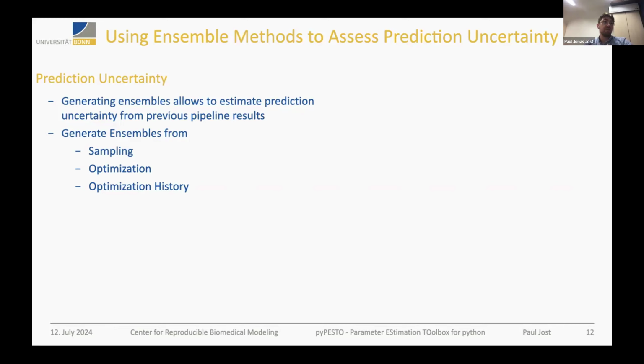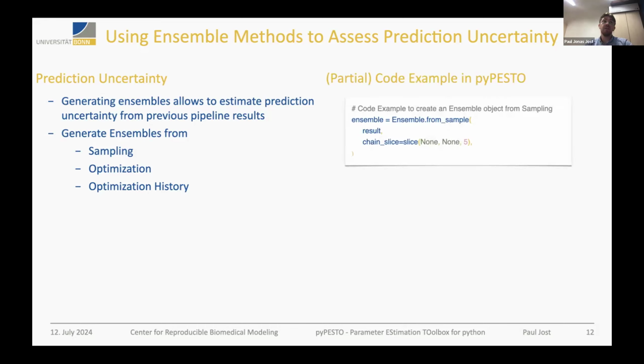You can generate them from sampling. Easy, I'll show you in a second. I think for sampling I'll show you. You can also do it from optimization, or if you had it turned on from optimization history, determining, for example, I only want values that are in a certain range and have a quite good objective function value.